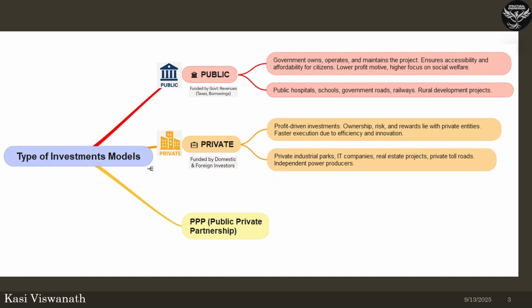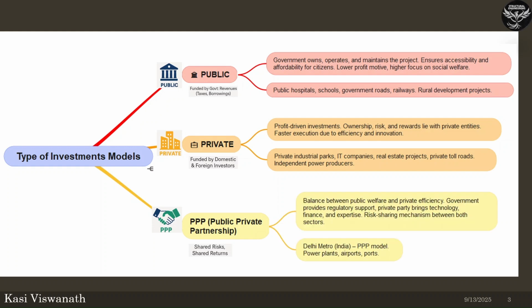Third is the public private partnership, commonly called PPP, which is widely used in most cases. This model blends the strengths of both public and private investment. In a PPP, the public sector provides regulatory support and potentially partial funding or guarantees, while the private sector brings financing, technology, and operational expertise. The two partners share the risks and returns. PPP strikes a balance. It aims for social welfare and accessibility on the public side while leveraging private sector efficiency and innovation. Typical PPP projects include metro systems, airports, ports, highways, and power plants.